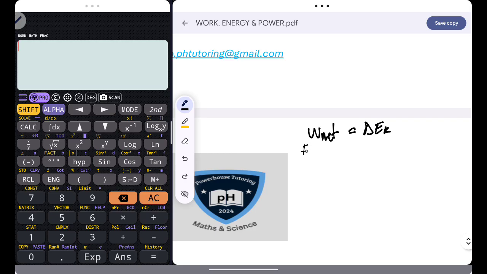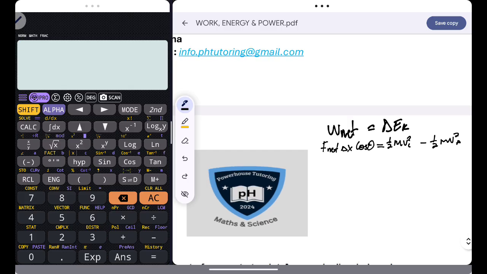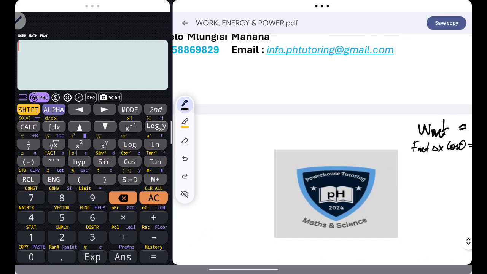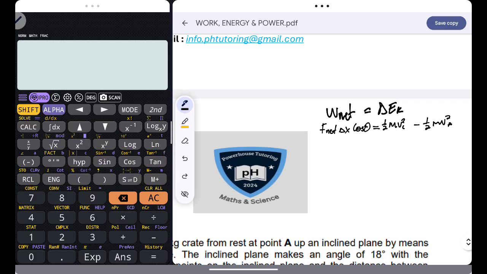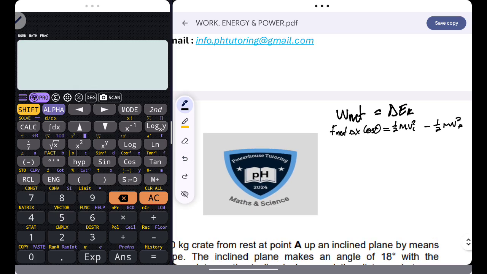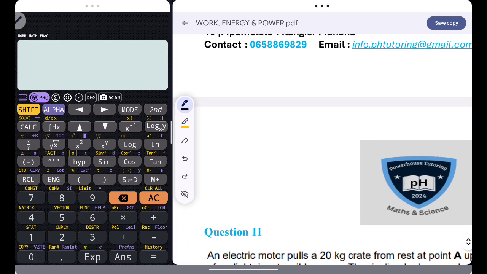So in this case, I'll simply say F net delta x cos theta. This will be equal to half mv squared final, or rather at position C, minus half mv squared at position A. That's the change in kinetic energy. For me to calculate over here, the only thing I'm looking for is the velocity over there. So all I need to do is to first find my resultant force.